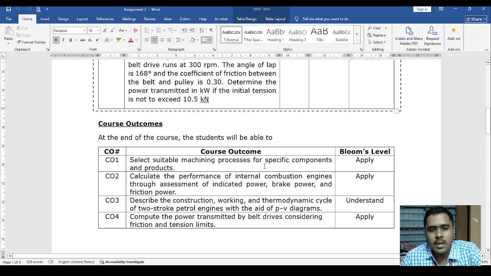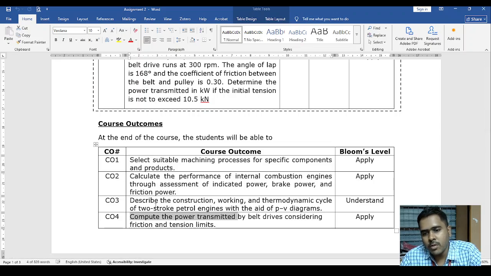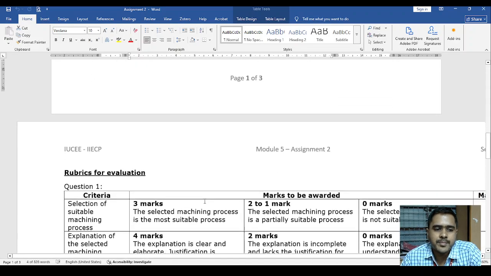So these are the course outcomes which I have framed. Selection of suitable machining process for the first question, so thereby it comes under the apply category. And the second CO and the fourth CO will be coming under the calculation part, so they both again come under the apply category. And this third CO we will be limiting to describing the process or explaining the working, so we will mark it under the understand category.